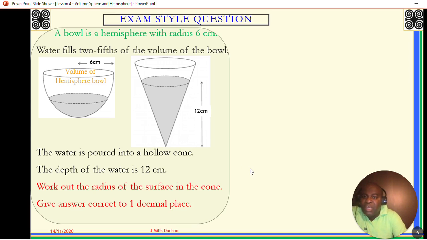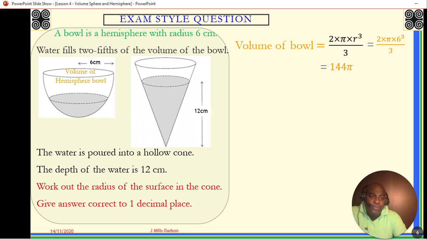So we begin by knowing the volume of the hemisphere bowl, 2 pi r cubed over 3. Knowing the volume formula and the radius as 6, replace r cubed with 6 cubed. So 144 pi is the volume of the hemisphere bowl.